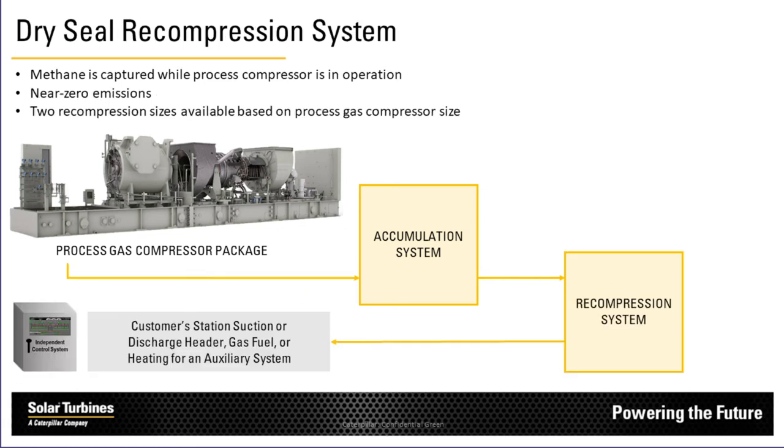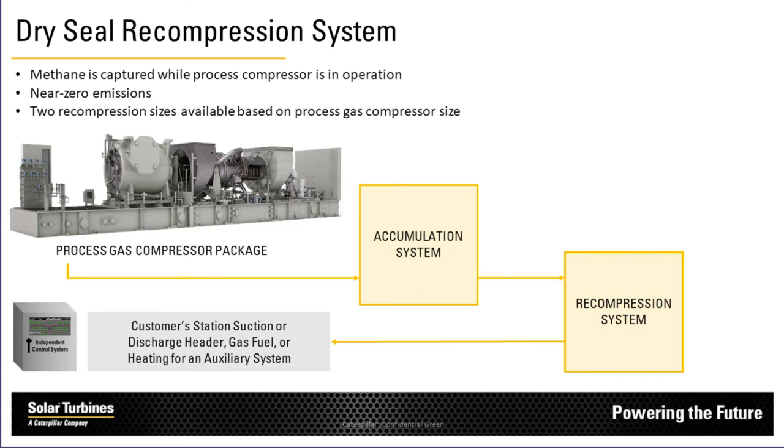So after learning a lot of information from that burner system, we then moved to the dry seal recompression system design. And what we did here is we said, okay, we're going to collect the same amount of gas, but we want to drive to near zero emissions during full dynamic operation of the turbomachinery package. And there are a lot of available places to put that gas. We pump the gas up so it can be injected into the station suction or discharge header. It can be used as part of the fuel gas supply line or any other auxiliary system that is in place.